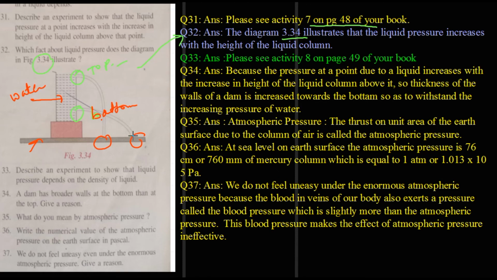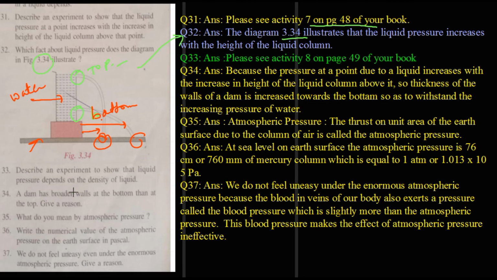When we remove adhesive tapes from the holes, water coming out from the upper hole falls near the cylinder, and here it falls away from the cylinder, right? So what does this show? This shows that the liquid pressure at a point increases with the height of the liquid column above it, right? The more height, the more pressure.